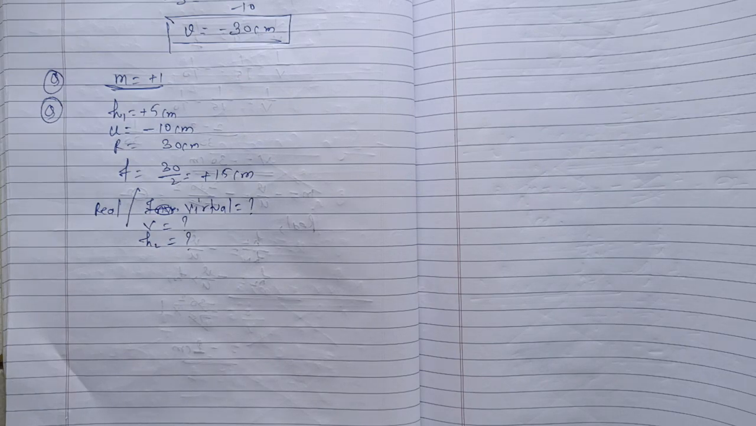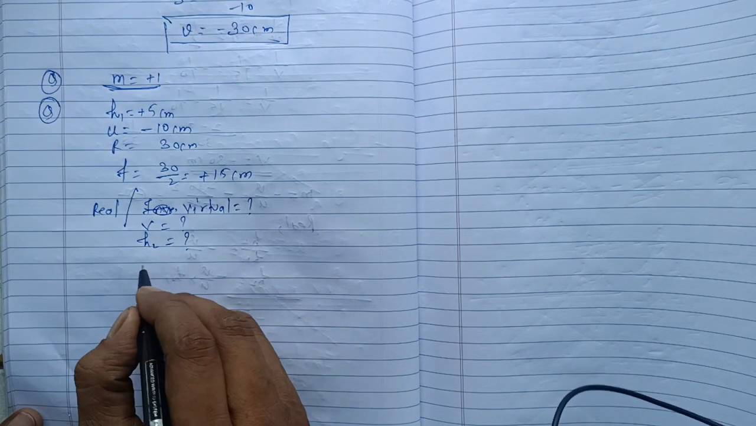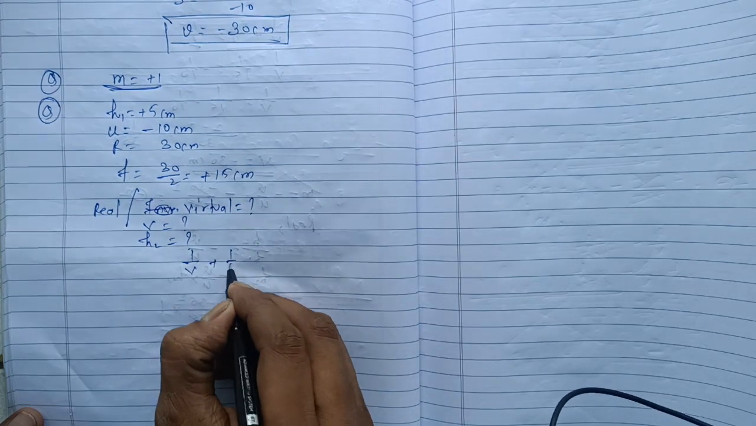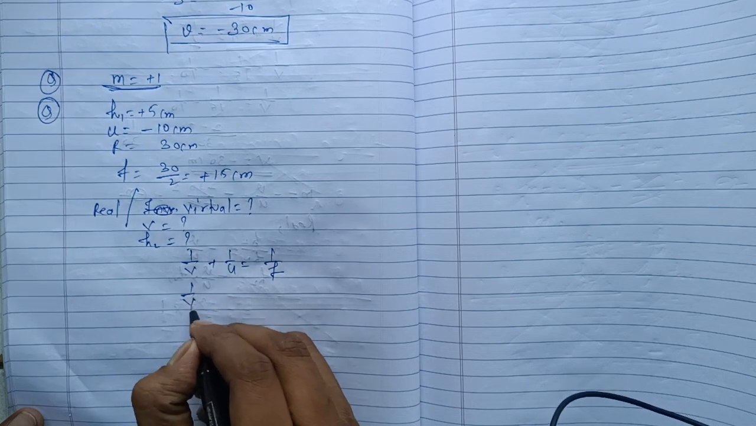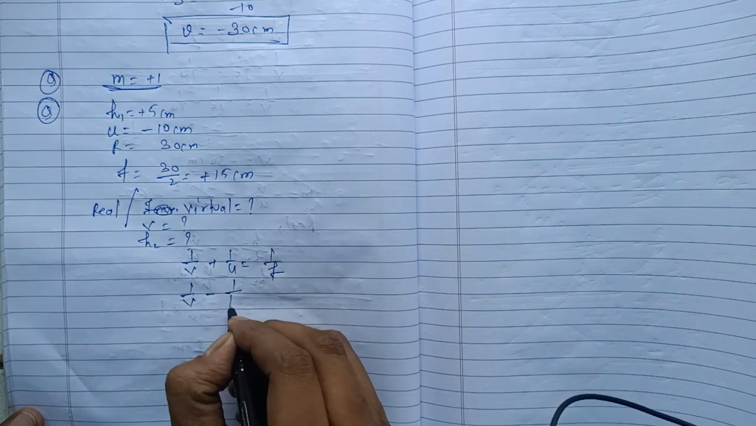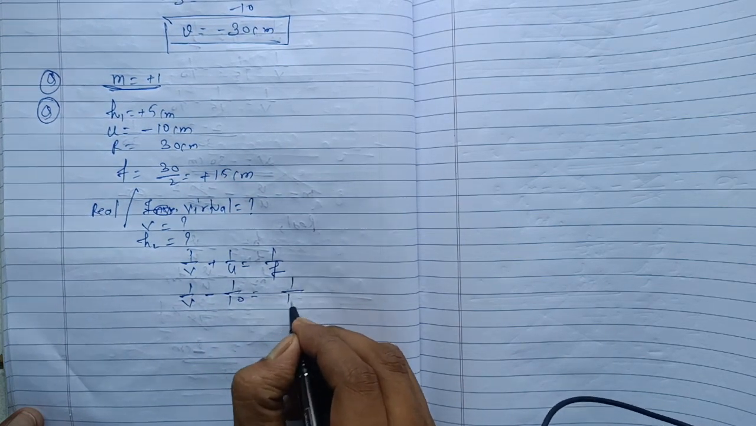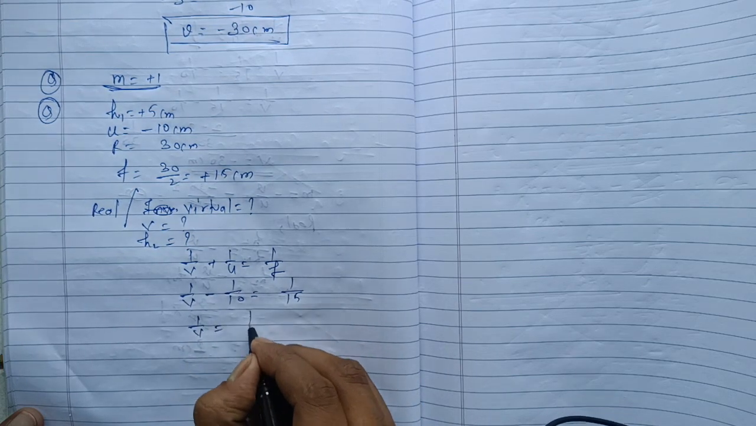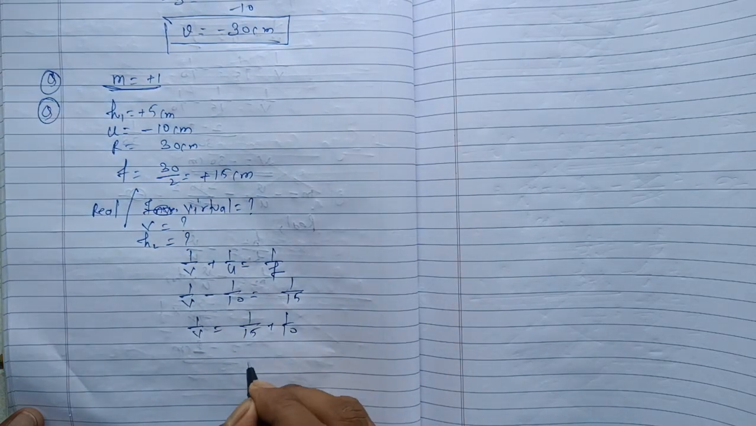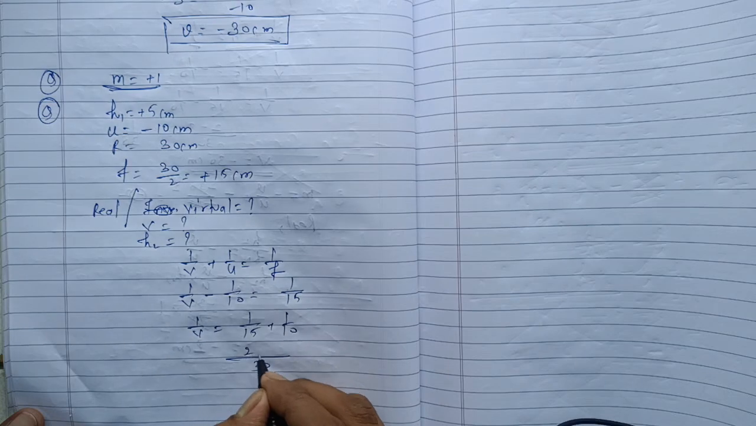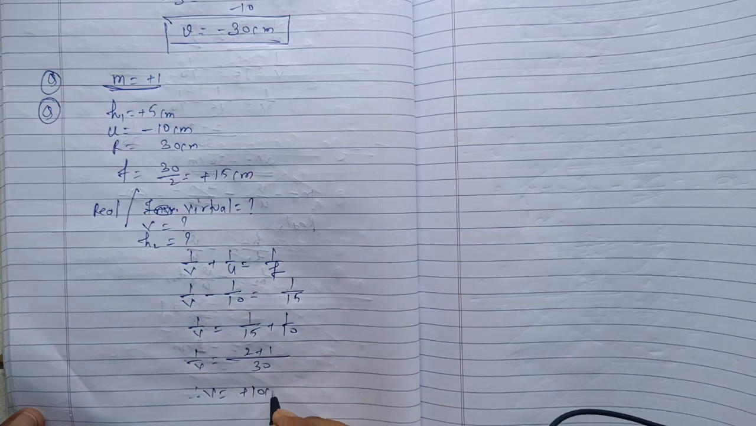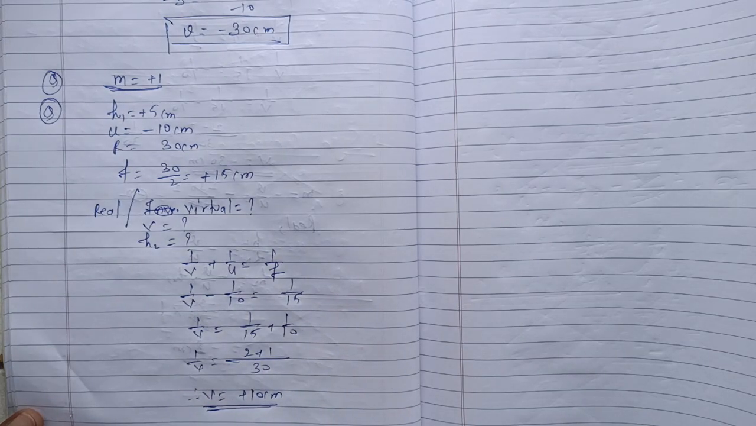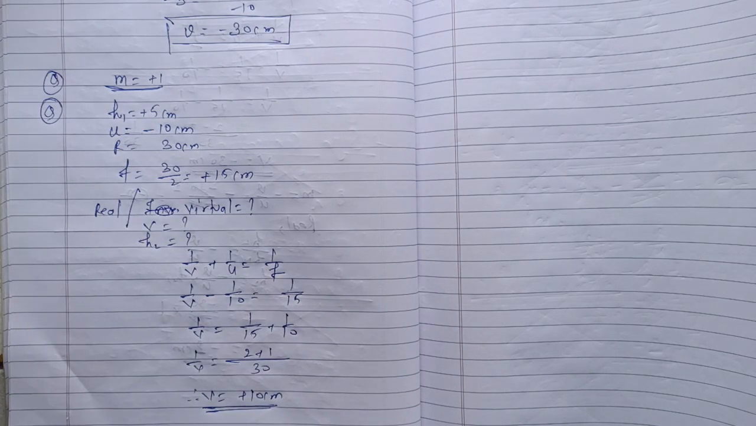So first we begin with the mirror formula, 1 by v plus 1 by u equals 1 by f. First we will find v. The value of u we place as minus 10, and f as plus 15. So 1 by v equals 1 by 15 plus 1 by 10, that is 2 plus 3 over 30. Therefore v is coming plus 30 over 3, that is plus 10 centimeter. The image is being formed behind the mirror, which is on the right hand side of the pole.